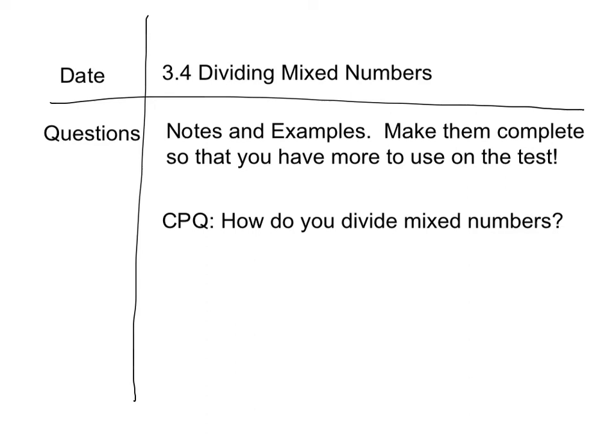Alright guys, for 3.4, your title is Dividing Mixed Numbers. Don't forget to put that on there because when I do your journal check, I'm looking for those titles.